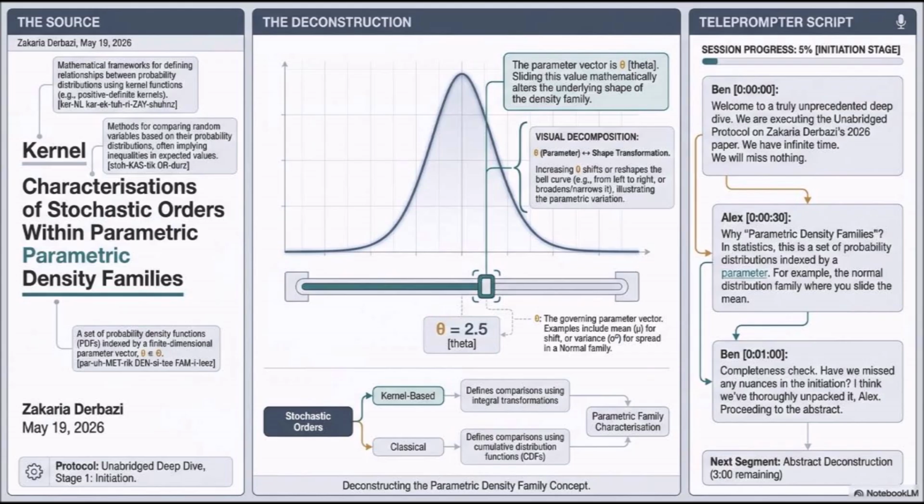Okay, so I think we've really thoroughly covered the baseline there. Are there any other nuances about the score or the kernel we missed? No, I think we've unpacked that section completely. We've got the definitions locked down.